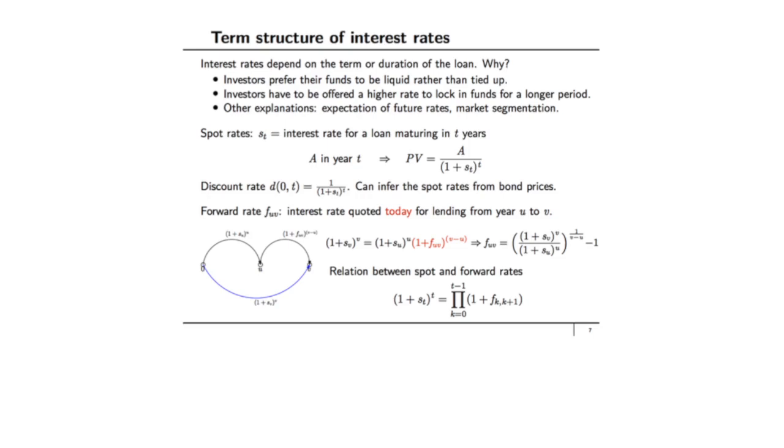Why does this happen? There are many explanations for it. Investors prefer to have their funds liquid rather than tied up. So if you want to induce them to tie up their funds for a larger period, you have to give them a higher interest rate. There are other explanations, such as people have expectations that in the future rates are going to go up or go down. And therefore, what interest rate they will be willing to charge you right now might depend on their future expectation. There's also a market segmentation story, which says that different people in the market are interested in funds at different terms or at different points in time. And therefore, depending upon how the market segments, the interest rates will be different for different periods and would result in a term structure of interest rates.